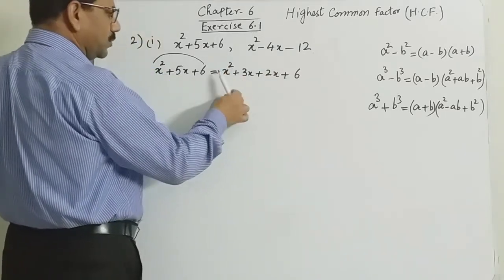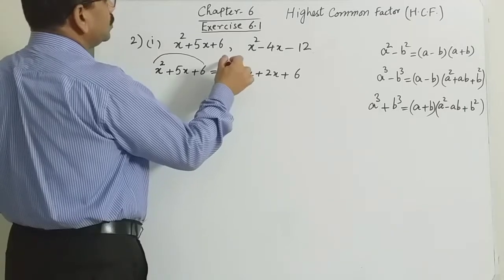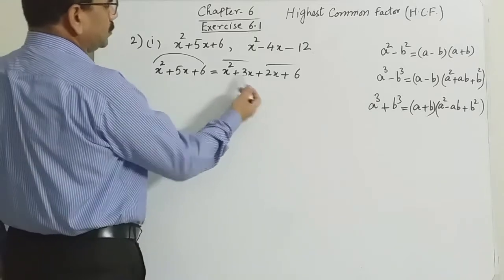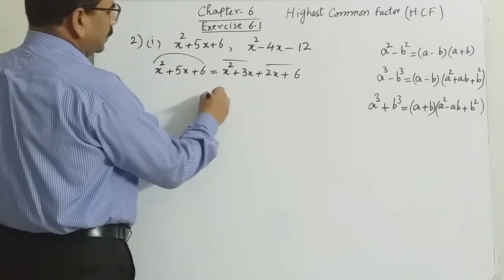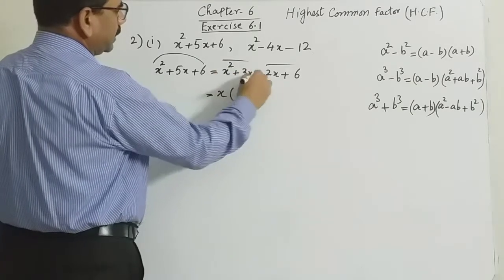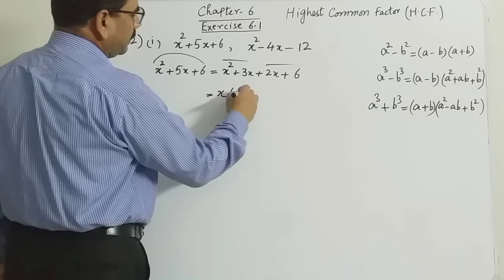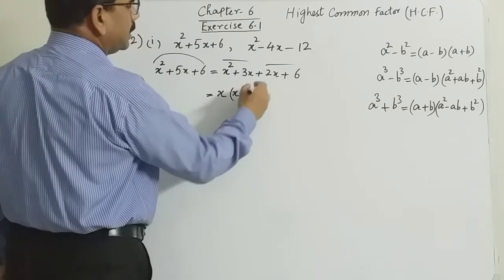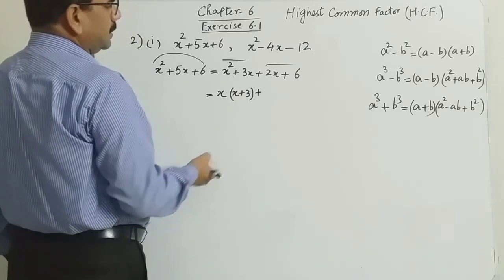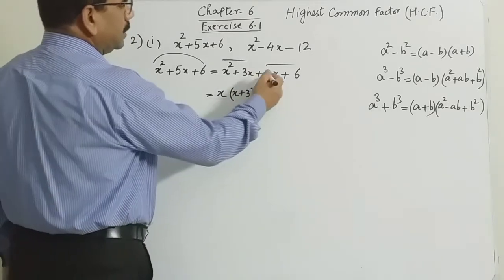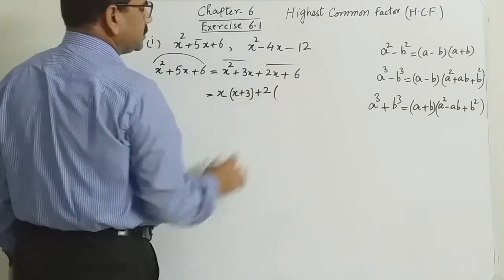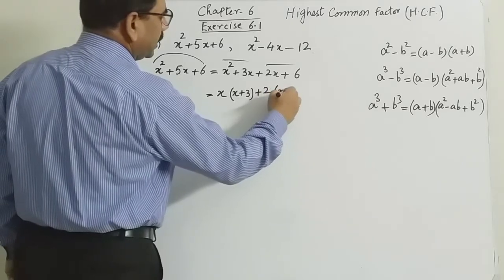Now we will divide the whole expression into two groups, each containing two terms. From the first two terms, we see that x is common. So taking x as common, we'll have x into x plus 3. The sign is written as it is, and 2 will be common from the last two terms, and it will be x plus 3.